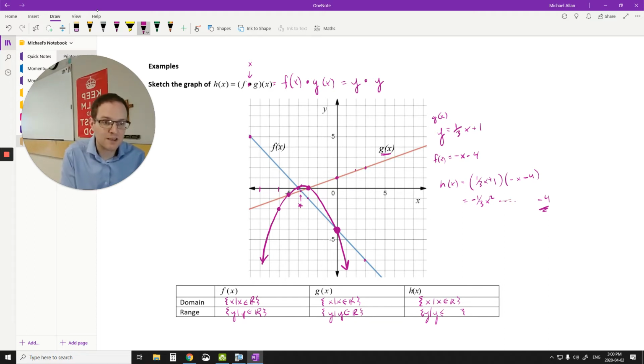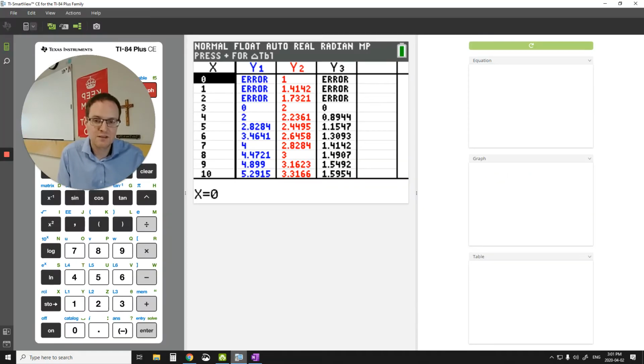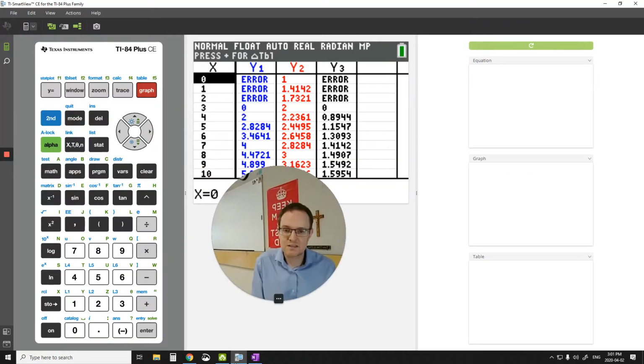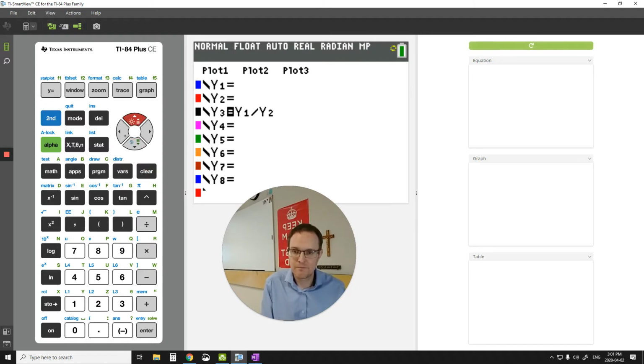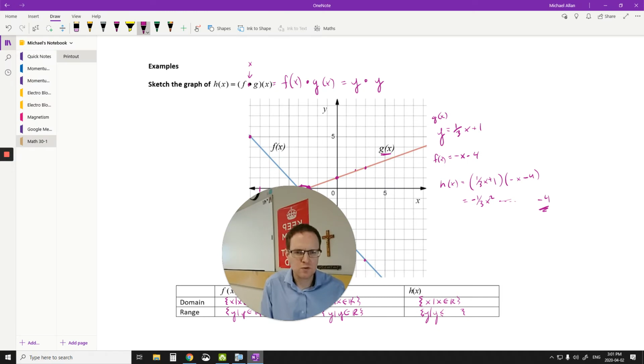Now because I created the equations here, I can load up my calculator and actually find out what that point is. So maybe I'll do that. Let's see what we can get out of this. I'm doing the multiplication one here. We have 1/3 x plus 1.